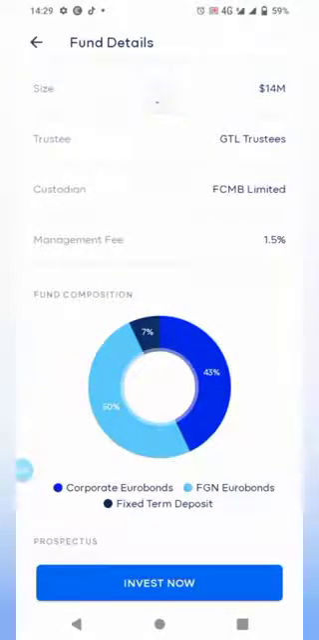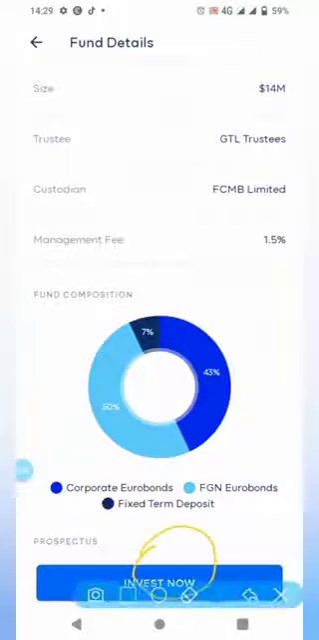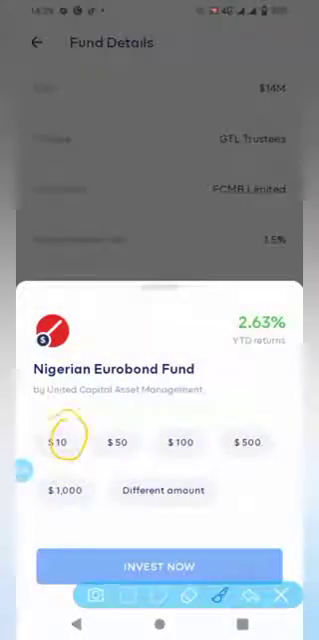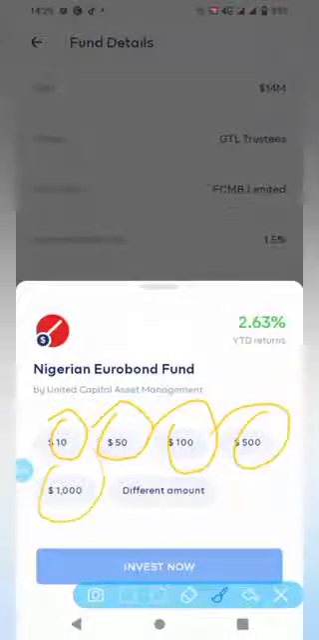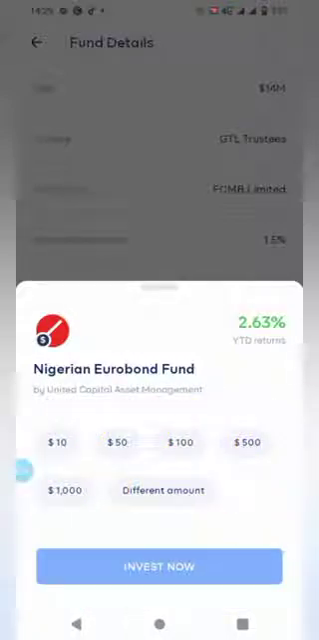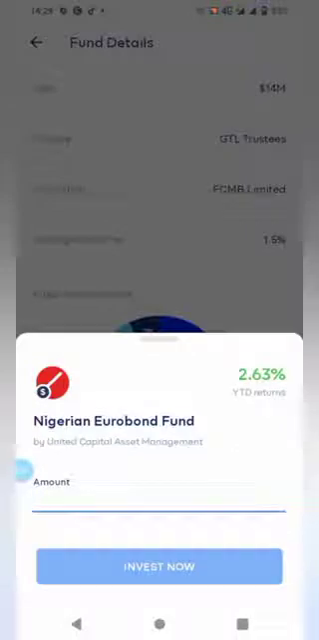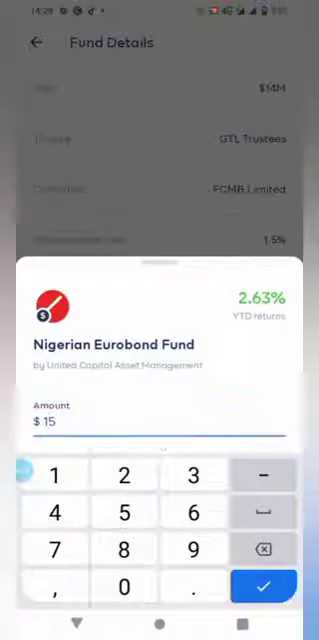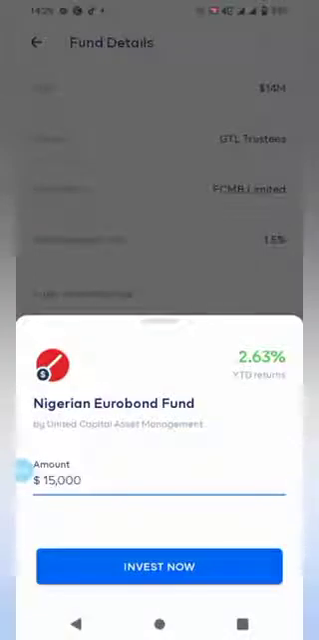The next thing we want to do is to invest in the fund. Click the invest button. It brings up this page for you. What you do is choose an amount that you can invest. The minimum you can go here is $10. Okay, and then you have the option for $50, $100, $500, $1,000. Okay, if the amount you want to invest is not amongst any of these, what you simply do is click the different amount button. Once you click on this, it's going to give you a space where you can type into. So you type the amount you want to invest. You could maybe put $15,000 or whatever you have in mind to invest. Okay, so when you're done with that, you click on invest now.